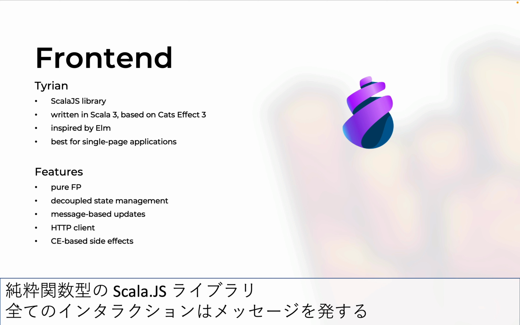This enables decoupled state management, and I'm going to describe the principles for that decoupled state management shortly. Tyrian is also based on message-based updates, which means that every interaction on the frontend will asynchronously trigger a message, which will then later be handled in a purely functional way. I'm going to describe how shortly. This also enables a first-class HTTP client so that we can interact with the backend very easily, and it also supports Cats Effect-based side effects.